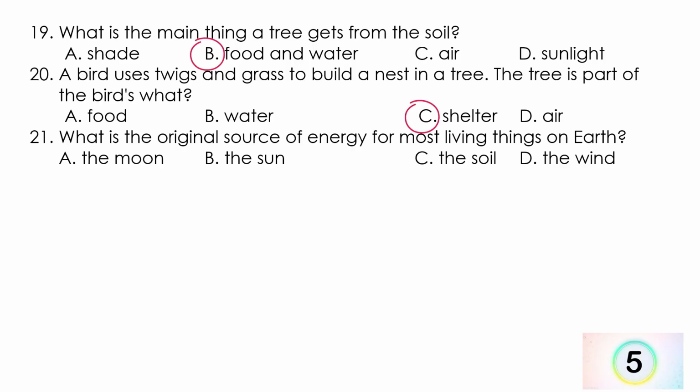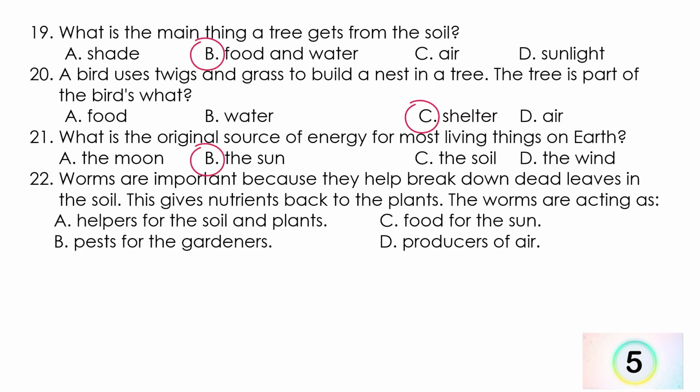21. What is the original source of energy for most living things on Earth? Answer is B, the sun.